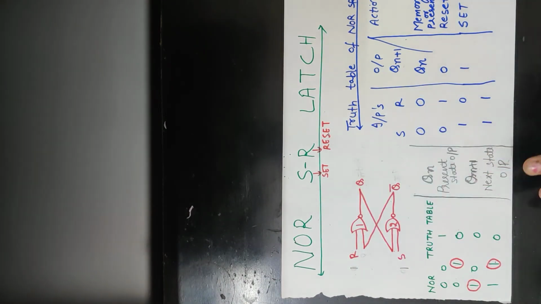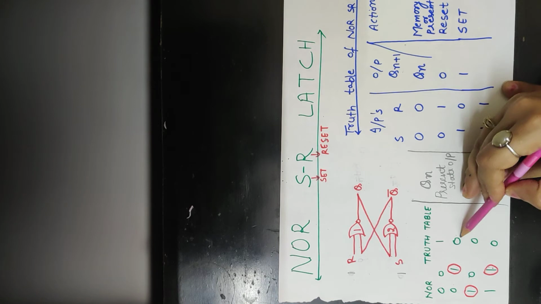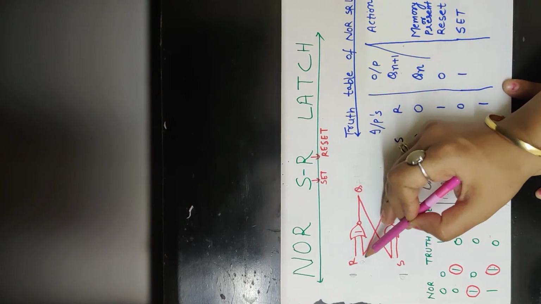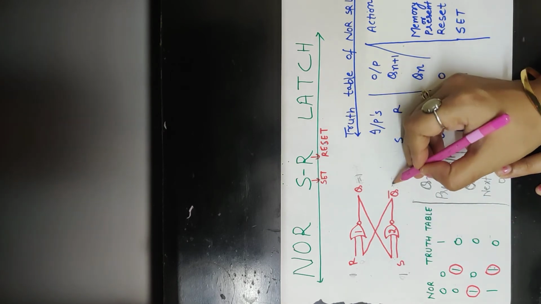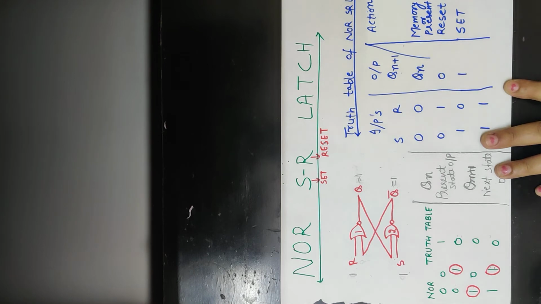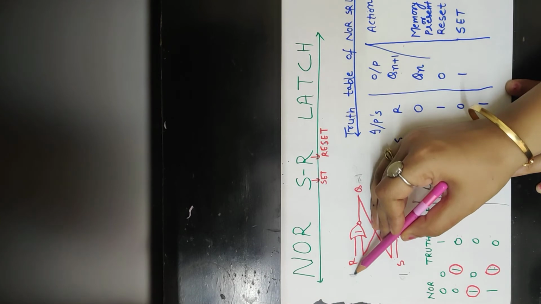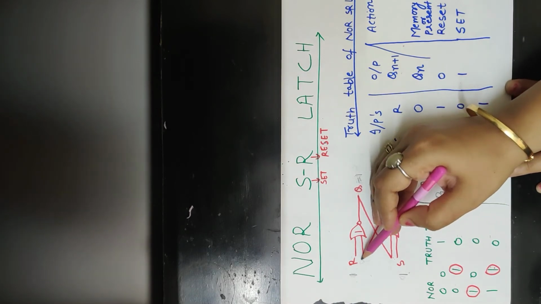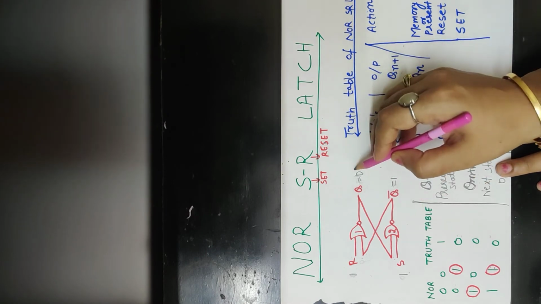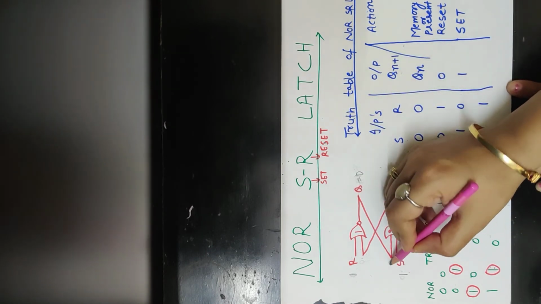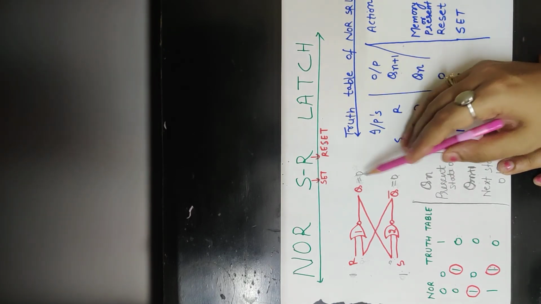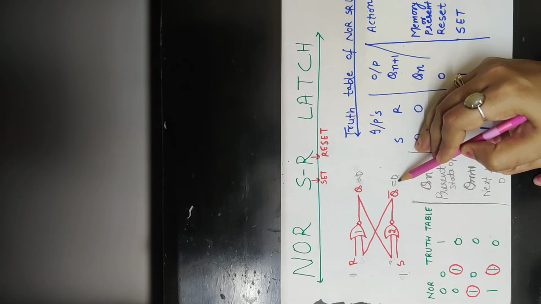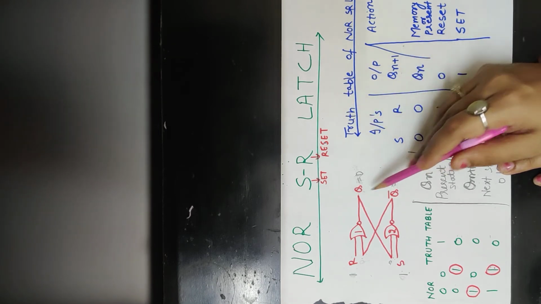Now the last input condition, when both the inputs are 1. We know that if any of the inputs is 1, the output will always be 0. If this is 1, irrespective of this value, the output will be 0. Same here, if this is 1, irrespective of this value, it will be 0. If 0 comes here, so 1 0, again the output comes to be 0. Clear? So in that case both the outputs are coming the same, which violates the basic definition of a flip-flop, that Q must be the complement of Q bar.